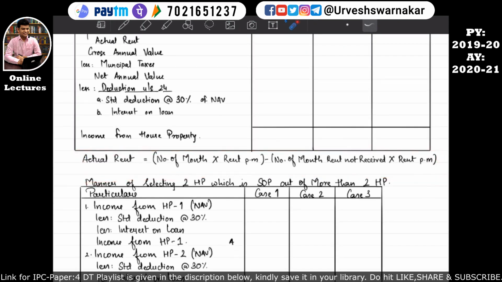Actual rent is equal to number of months into rent per month. So as per the contract, the number of months was 12 months and the rent per month was 2 lakh, equal to 24 lakh. But for the number of months, rent not received was 1 month, and the rent per month was 2 lakhs. So 24 lakhs minus 2 lakhs comes to 22 lakhs.